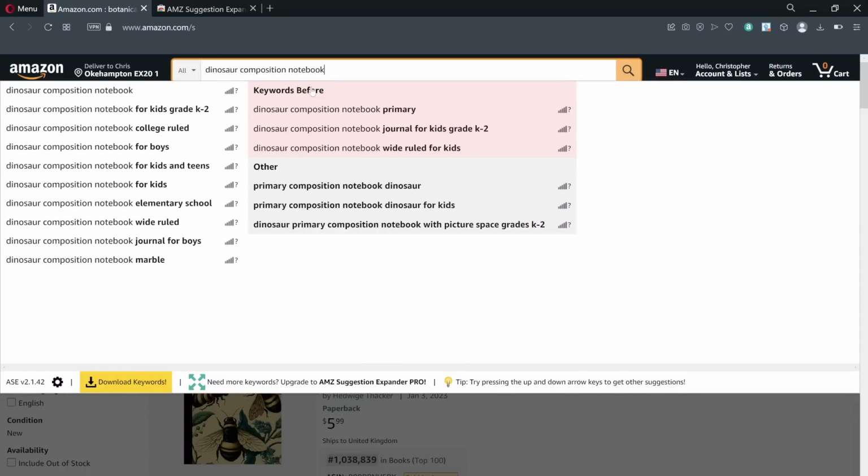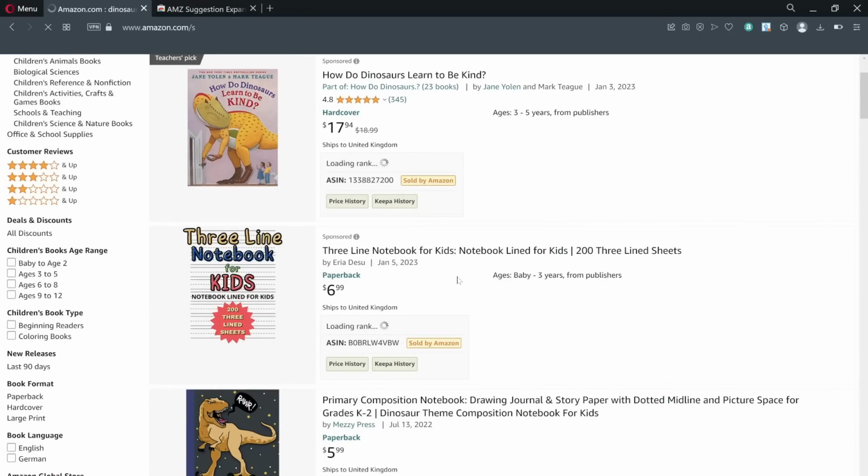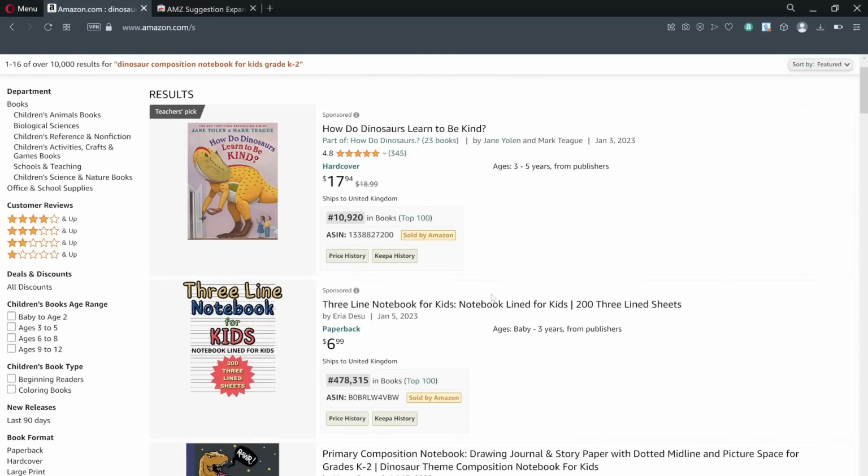Okay, so when it comes to niching down here, you need to find niches that allow you to niche down and be more specific. Okay, so I'm just using dinosaur composition notebook as an example here. If I was to publish a book in the dinosaur composition notebook niche, I would probably just target that. But if you're someone that has a smaller budget, then you could possibly look at niching down to dinosaur composition notebook for boys or dinosaur composition notebook for kids grade K2 or something like that. So when you do that, you're going to be reducing the amount of competition and how hard it is for you to get ranked onto that first page.